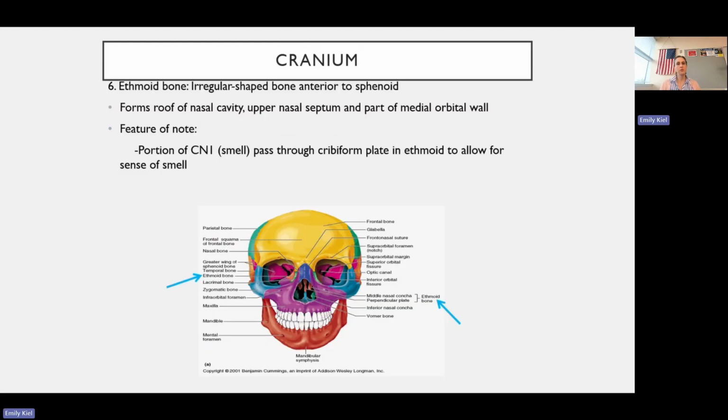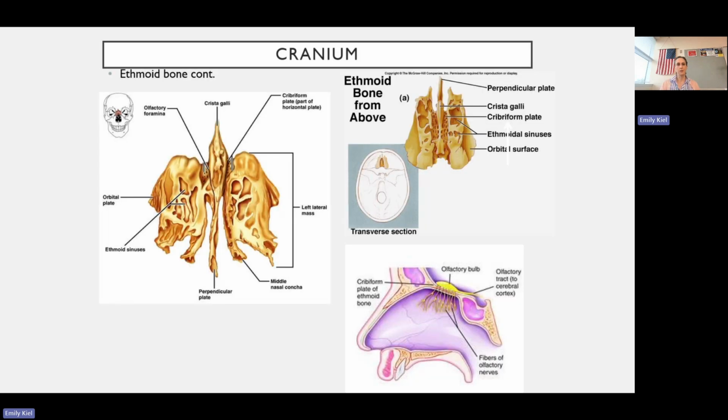We've got the ethmoid bone. It's an irregular bone attached to the sphenoid. It's the roof of the nasal cavity, the upper nasal septum, and the medial wall of the orbit. And then the cranial nerve 1, the olfactory nerve, passes through that cribriform plate for the sense of smell. So here's that ethmoid bone, just so that you can kind of see.